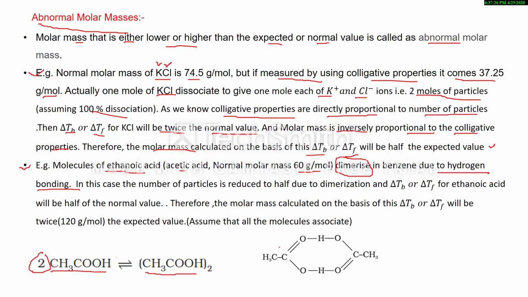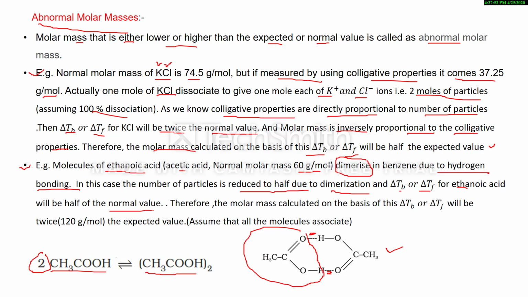Now in this structure, hydrogen bonding is shown. This is hydrogen bonding and this is hydrogen bonding. This is one molecule of CH3COOH and this is the other molecule of CH3COOH. In this case, the number of particles is reduced to half due to dimerization, and delta Tb or delta Tf for ethanoic acid will be half of the normal value.